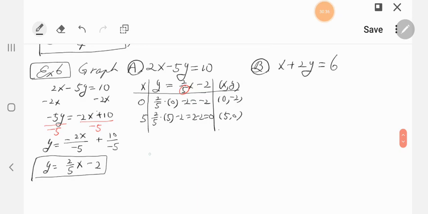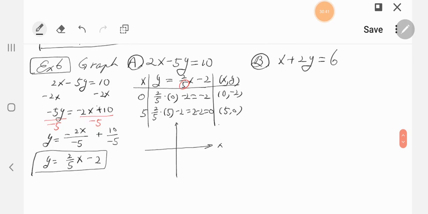So let's plot this point. This is the x-axis, y-axis, right? And x equals 0, y is -2. Here's -1, -2. Plot a point. The second point is 5, 0. So 1, 2, 3, 4, 5. So x equals 5, y is 0. Stays here. And then connect the points. So this straight line containing these 2 points is the graph of the linear equation.